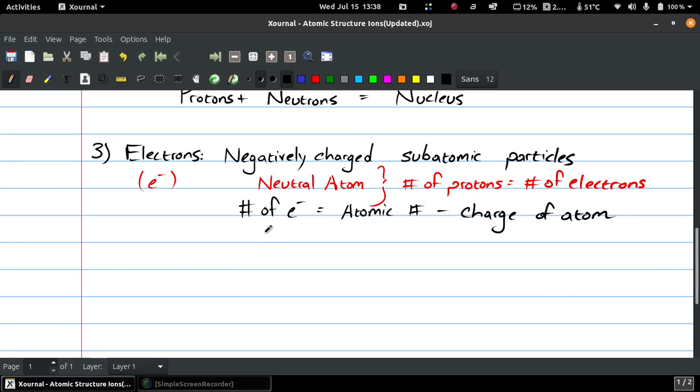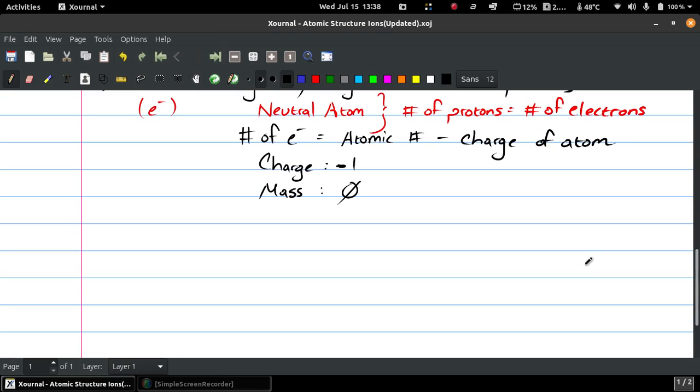And then for here we have charge is -1. Mass is effectively 0. Okay. And then atomic mass is protons plus neutrons. I'm not going to write that down. Isotopes are elements with different amounts of neutrons. I'm not going to write that down.